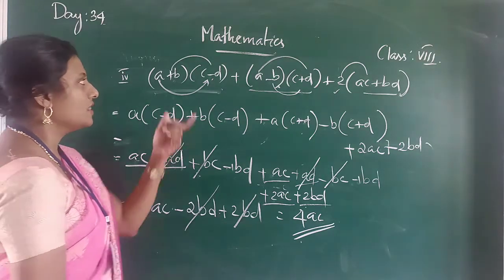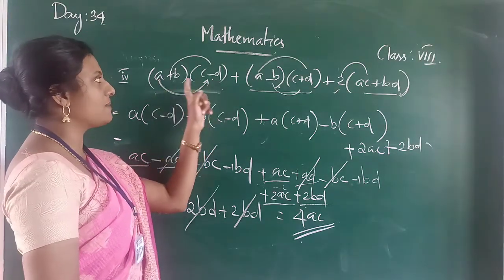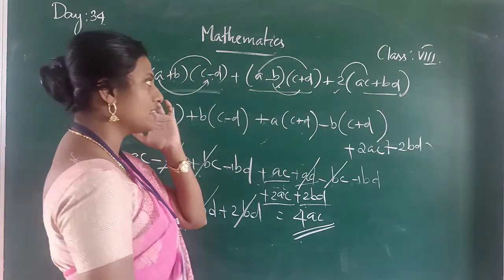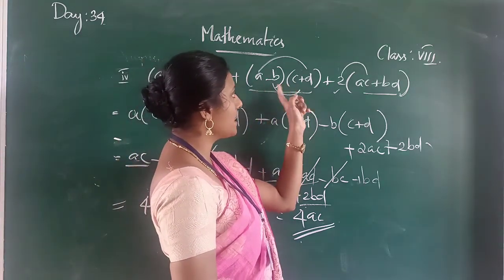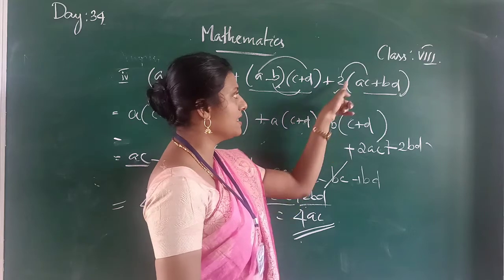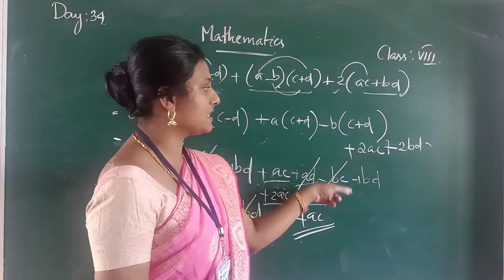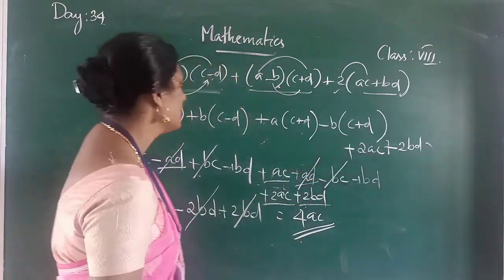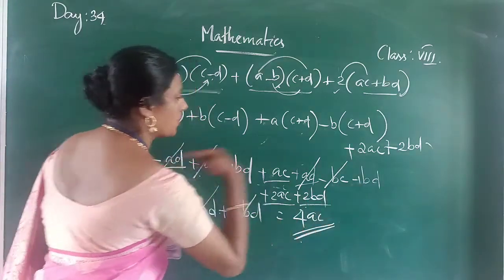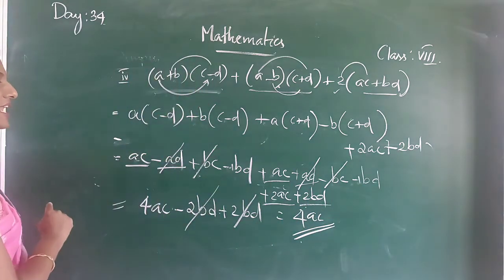Understood? So what did we do first? A into second bracket plus B into second bracket. Here A into second bracket minus B into second bracket. Here we multiplied 2 inside the bracket, 2AC, 2BD. Then we use the distributive property. Next we have to collect the like terms.